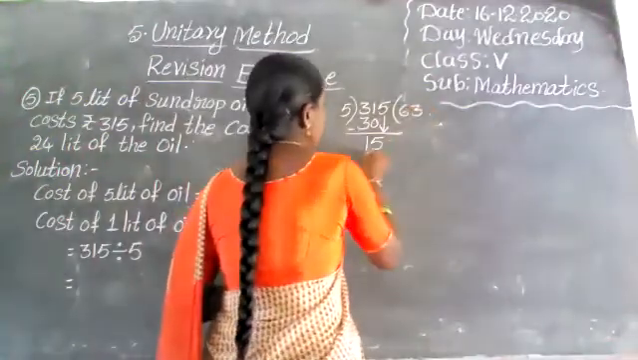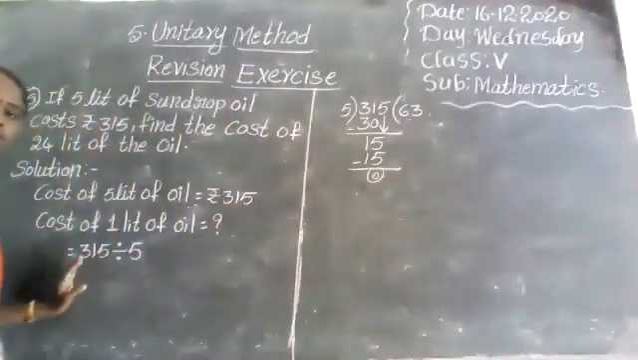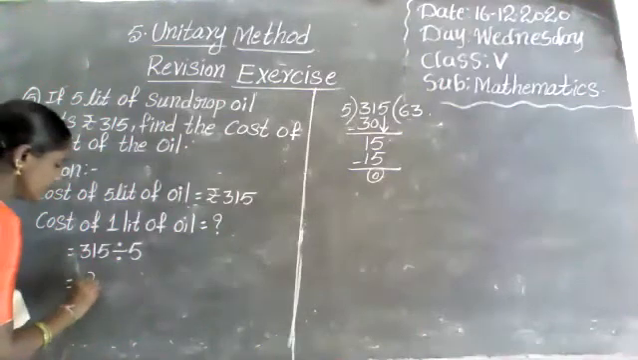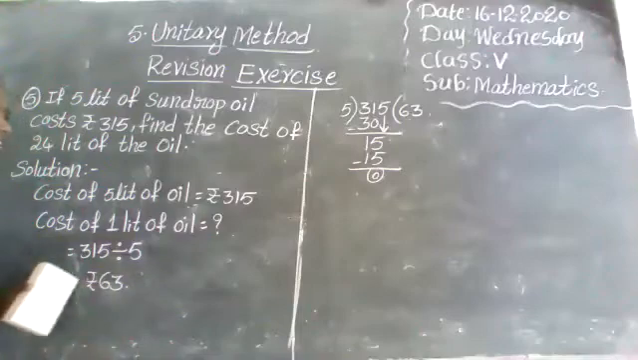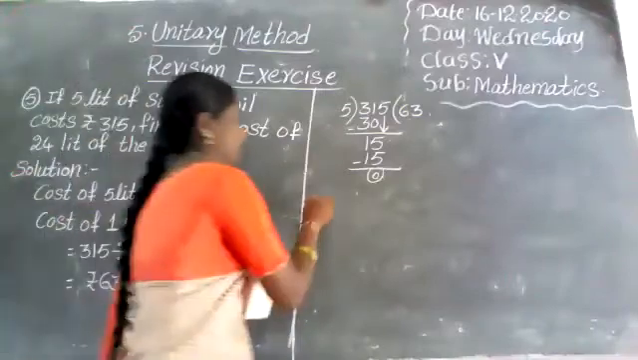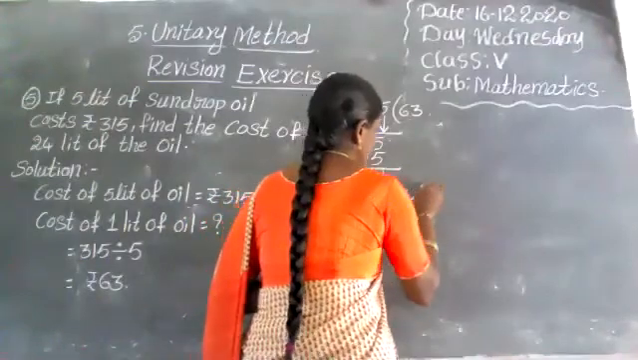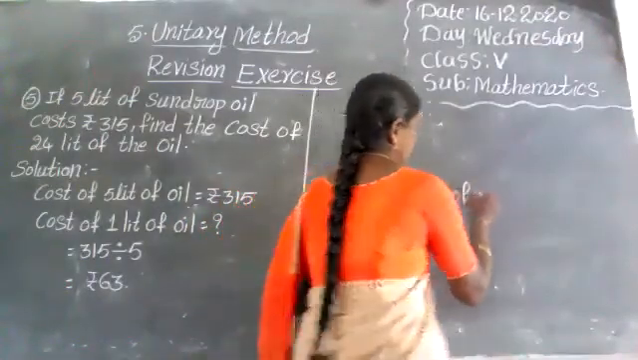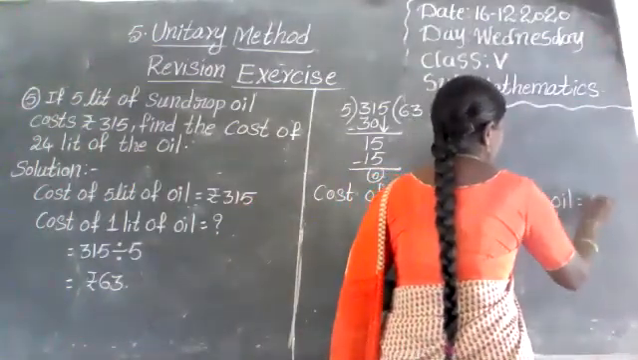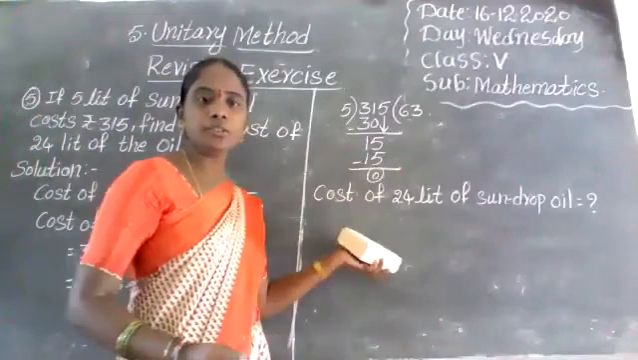Next, 5 3s are 15. Here, 1 liter cost is 63 rupees. Next, we have to find out the cost of 24 liters of Sundrop oil. What do we do? We have to do multiplication. 24 into 63.